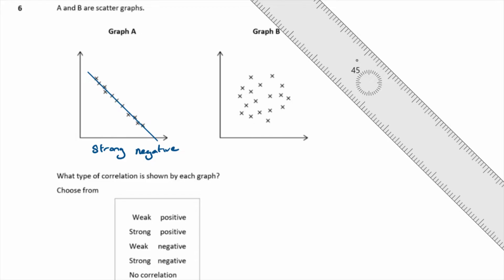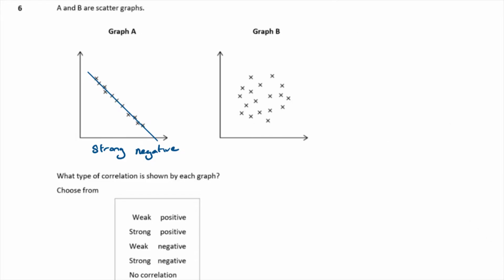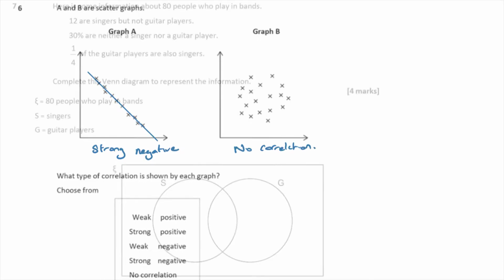Strong negative. Now, the second set, pretty much everywhere, aren't they? There's no correlation going on here. Okay, that's it.